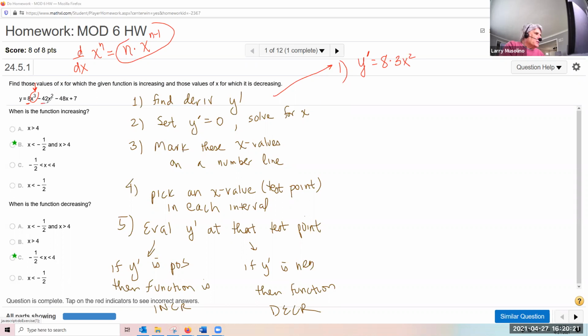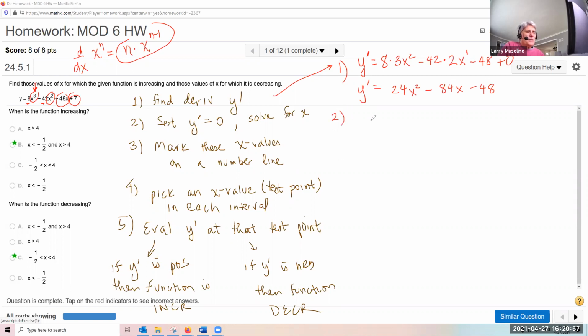I'm going to copy this 42 because that's a constant. And now I'm taking the derivative of x squared. The 2 comes down in front as a multiplier, and I subtract 1 from the exponent. That makes it a 1. And the derivative of 48x is just minus 48. The derivative of this constant 7 is 0. Let me clean this up. This is going to be 24x squared minus 84x minus 48. So we just did step one.